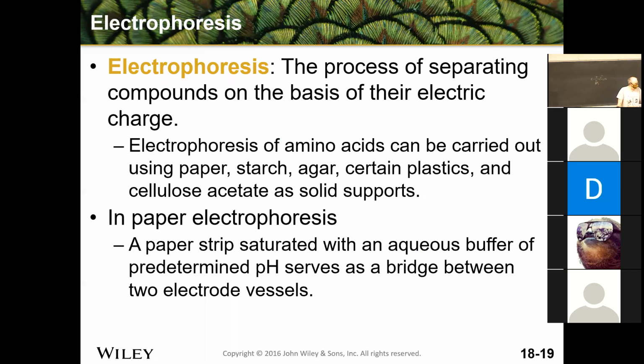Okay, in the laboratory, electrophoresis is the process of separating compounds based on their electric charge. Many of you might have done electrophoresis in the lab. We can do electrophoresis of amino acids using various media: paper, starch, agar, certain plastics, cellulose acetate, for example, as solid supports. For paper electrophoresis, a paper strip is saturated with an aqueous buffer of predetermined pH, and that serves as a bridge between the two electrode vessels.